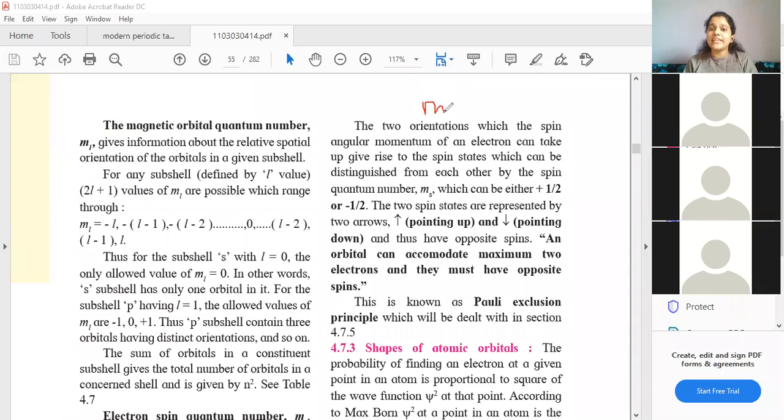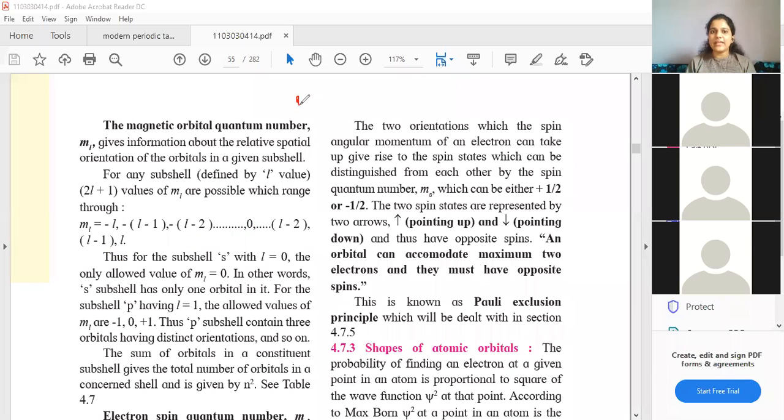So how many orbitals are present inside the subshell can be determined by using this ML value. All right. So what is this range that they are talking about? See students, you can see this range, as if for now 0 is in between, and then there are certain left hand side values and certain right hand side values. So it will depend.